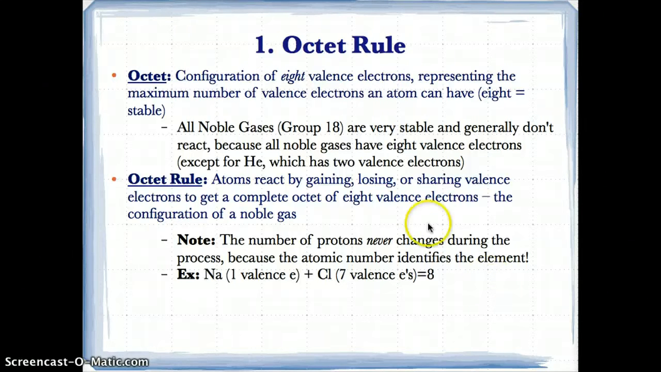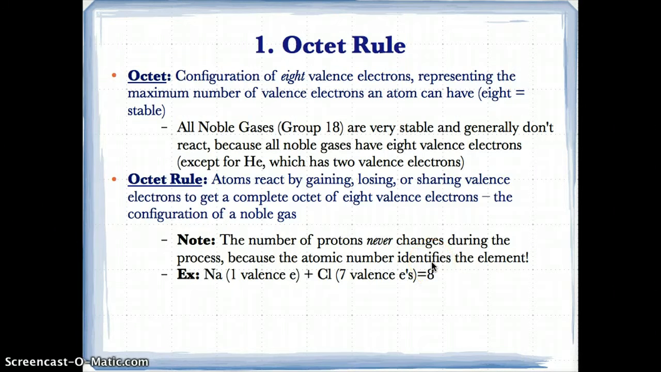All right, the octet rule also refers to the fact that atoms react by gaining, losing, or sharing valence electrons to get a complete octet of 8 valence electrons, which is the electron configuration of a noble gas. So whenever something becomes an octet in terms of its valence electrons, it matches the configuration of a noble gas, always. You should also note that the number of protons never changes during this time, because the atomic number identifies the element, and therefore the number of protons is always the same.